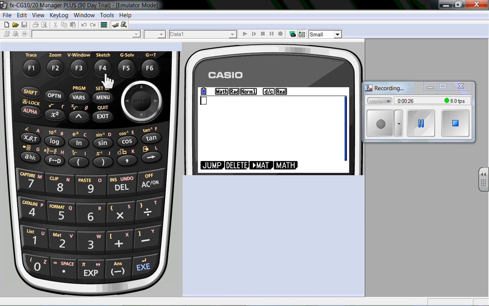Calculus is put all over the place. One of the quickest ways to get to some of the calculus features is you go under Math, which is F4. First thing, let's take some derivatives here. I'm going to take a first derivative of a quadratic. Let's go with x squared minus 2x plus 3.